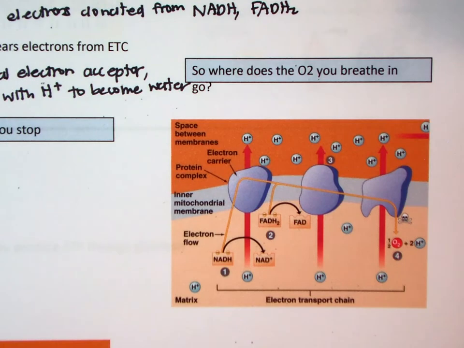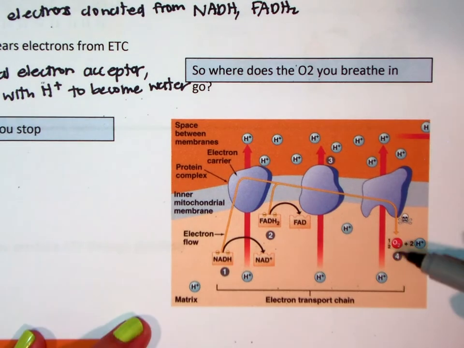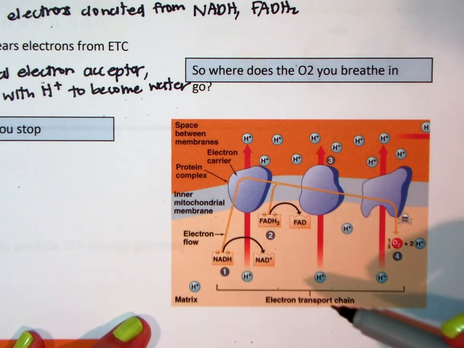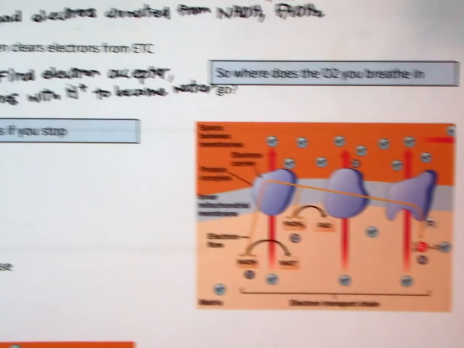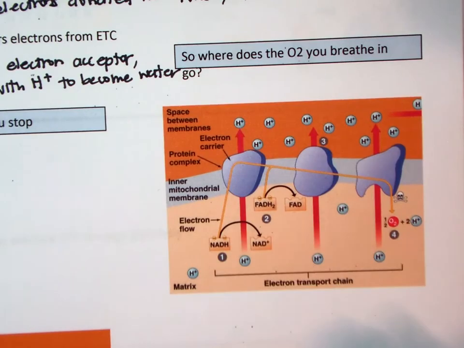So that answers our question here. Why do I die when I stop breathing? You don't have oxygen here to pull the electrons out of the electron transport chain to make water. Can't make any more ATP. Your cells lose energy, can't function, and you die. And we're going to talk about how this works in a second.